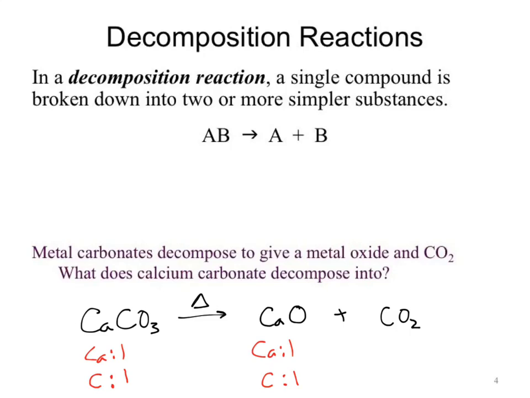How many oxygens do we have on the reactant side? How many oxygens do we have on the product side? How did we get 3? Calcium oxide gives us 1. CO2 gives us the other 2. We've got 3 oxygens. What do we do now?